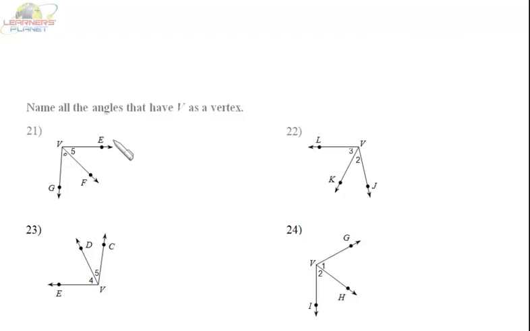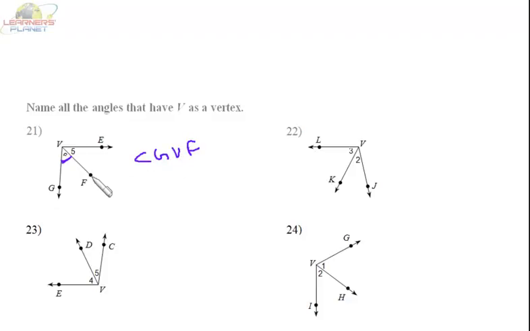Now in this question, we have to name all the angles that have V as vertex. Let's take this first question. Here the rays are VE, VF, and VG. First of all, we are getting an angle at V from the meeting of rays VG and VF. We are first considering the rays VG and VF. That means this particular angle is being formed. So what can we call this angle? It's GVF.